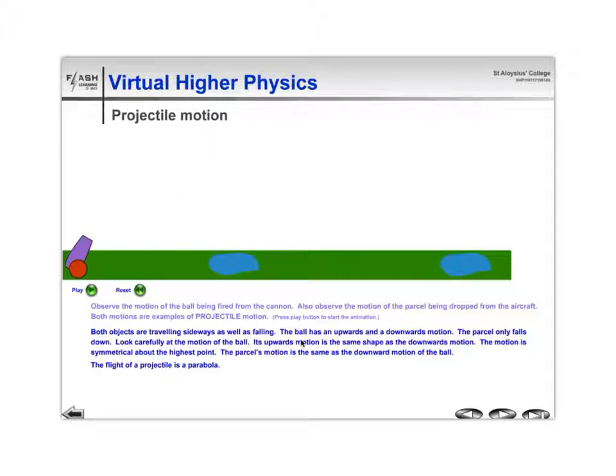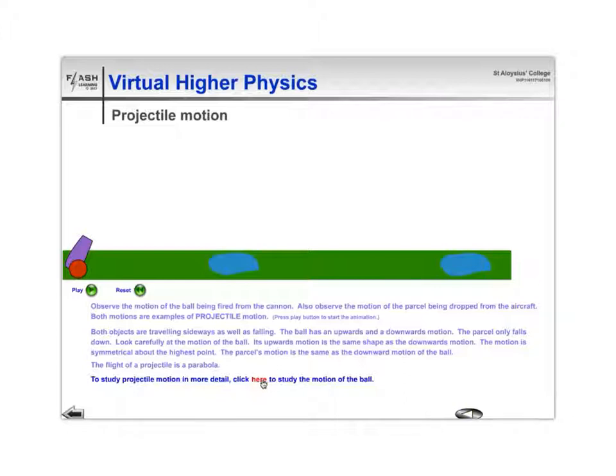For the cannon one, the flight of the projectile is a parabola. It has upwards and downwards motion. If we look at that being fired again, there we go. Whereas the box only has the downwards motion.